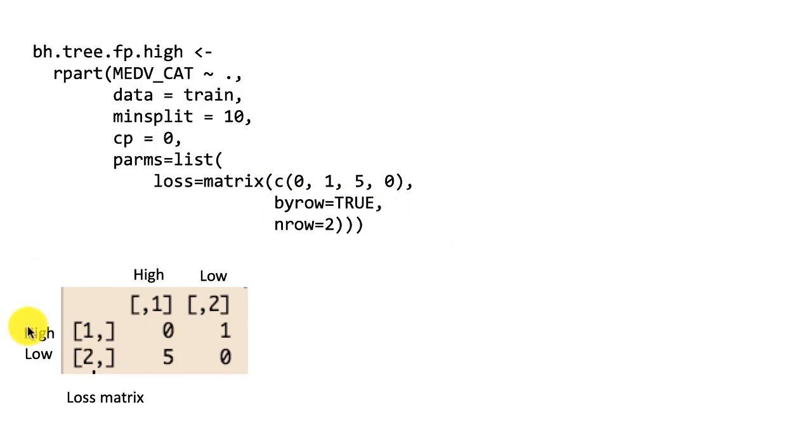So it basically says the cost of classifying a high as a low, in other words, a false negative, is 1. And this is a false positive. The cost of classifying a low as a high, that's a high cost. It's 5 times more costly. Okay, that's a false positive, which is 5 times more costly than a false negative. Okay, so that is what this is.